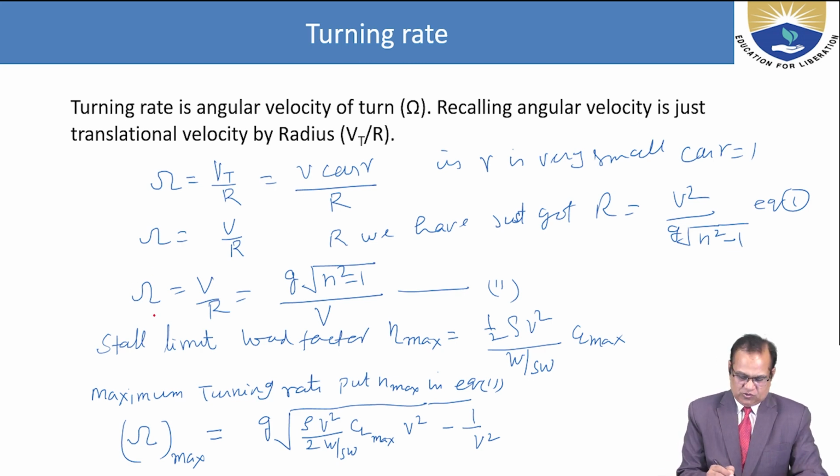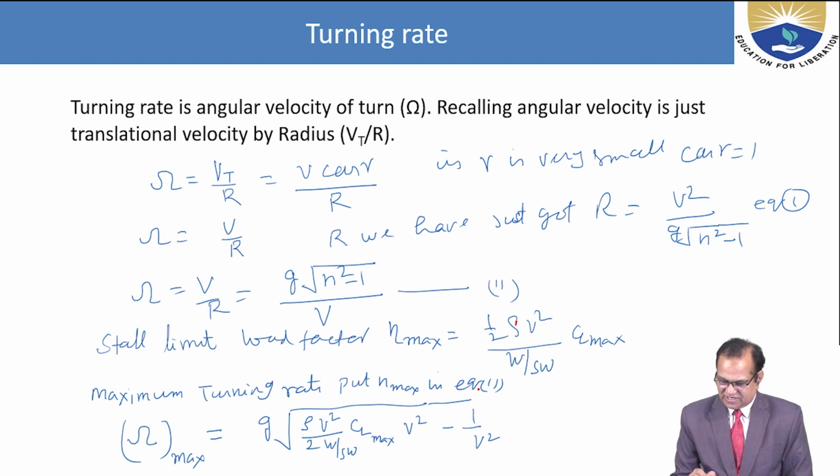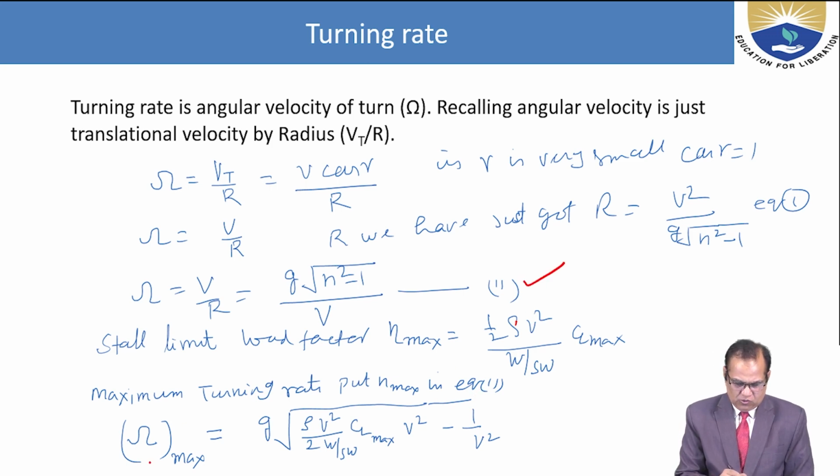So angular rate omega is equal to V by R, and so here we can write that g under root n square minus 1 by V. For the stall limit load factor, that is n maximum, it should be half rho V square divided by W by S_W times CL maximum. So maximum turning rate, putting this equation in equation number 2 here, omega maximum, the turning rate maximum, is equal to g rho V square by 2 W by S_W CL maximum minus 1, all under root, divided by V.